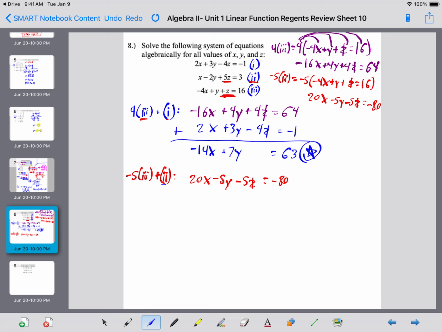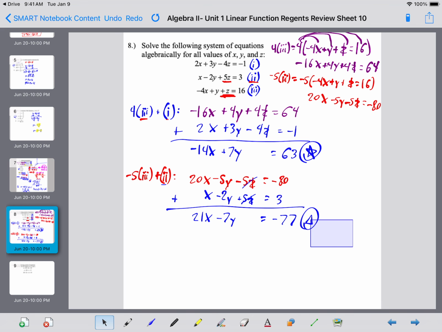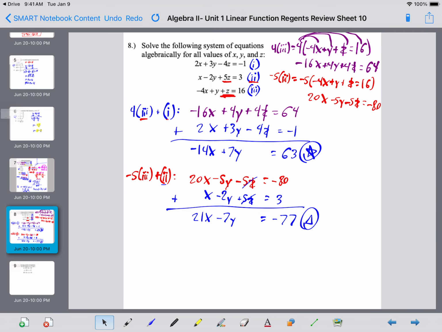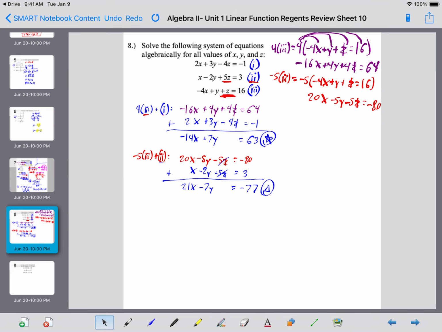Okay. x minus 2y plus 5z. I'm just rewriting equation 2. Let's combine those. Negative 5z plus 5z cancels out. We'll call that equation triangle. Now we have our 2 by 2 system. If you want to show the 2 by 2 system, you could rewrite them.